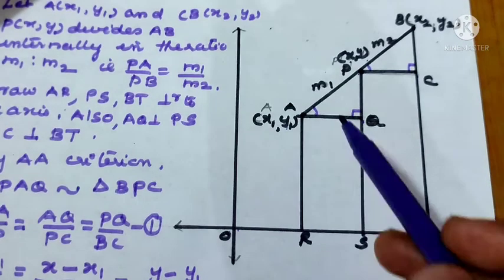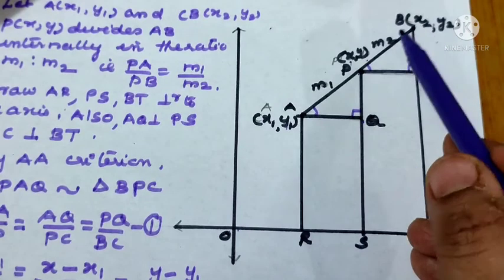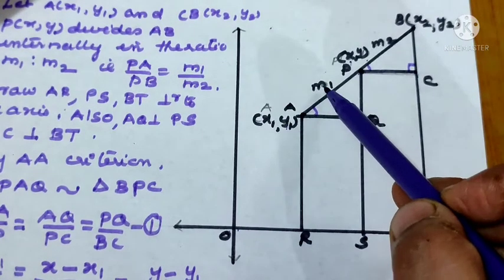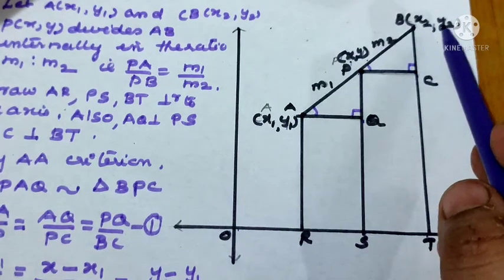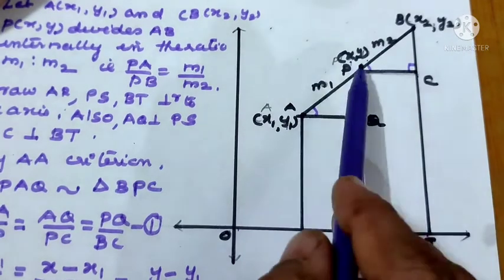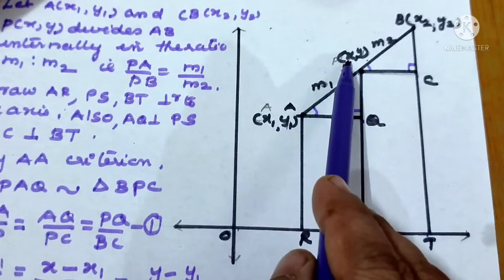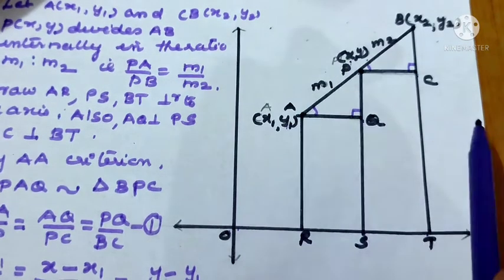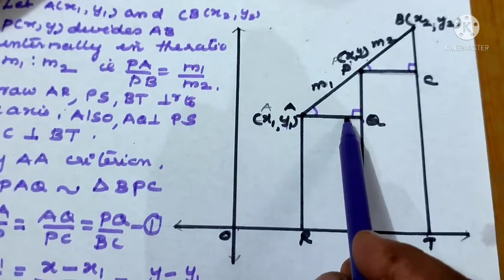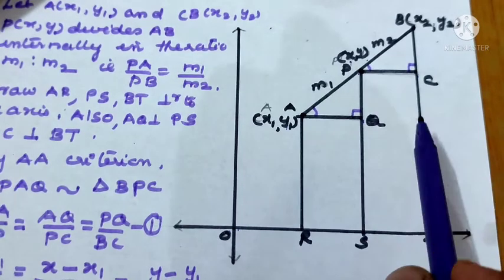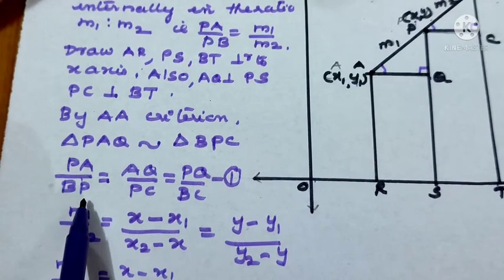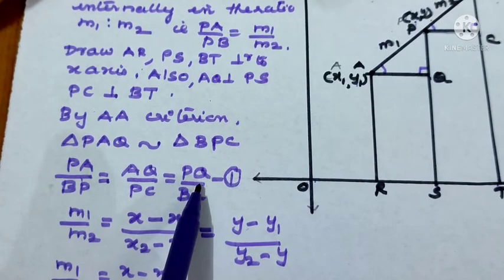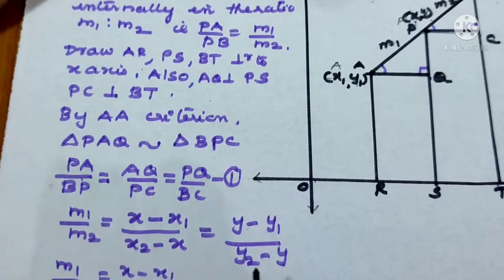So once again I will show the diagram. AB is the line segment divided by P in the ratio m1 is to m2, and you check the coordinates: x1 y1, x2 y2, and the P coordinate is x comma y. Now we are going to find the coordinates x and y. For that we are using the similarity criteria and forming the ratio. So from the similarity criteria we get PA by BP equal to AQ by PC equal to PQ by BC. So each one we are calculating. PA by BP is our ratio, m1 by m2.